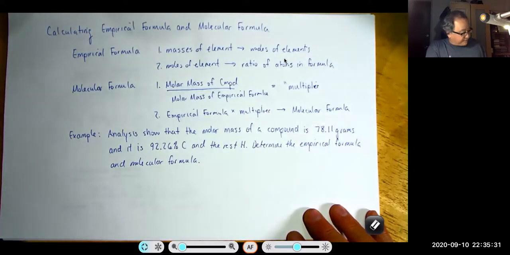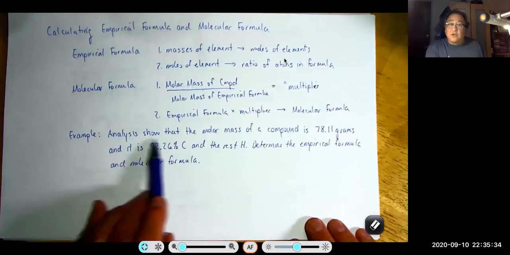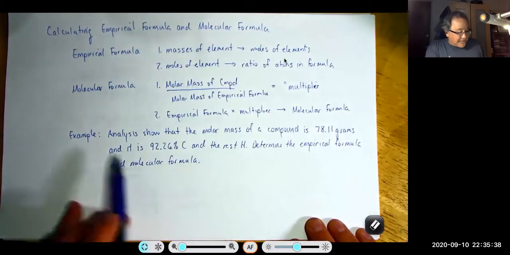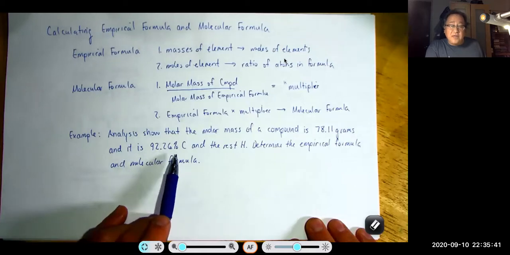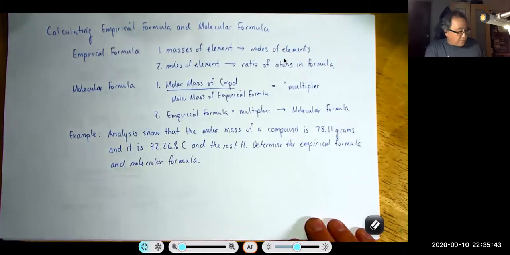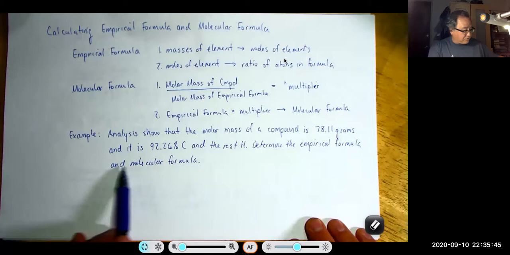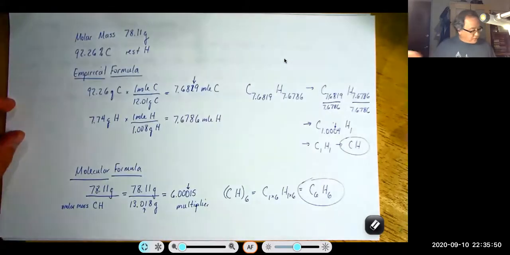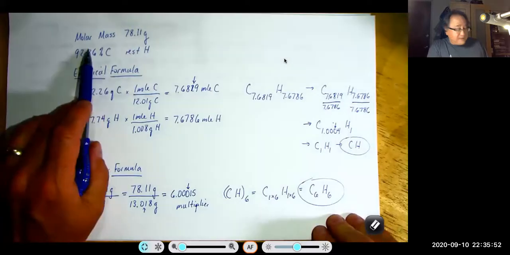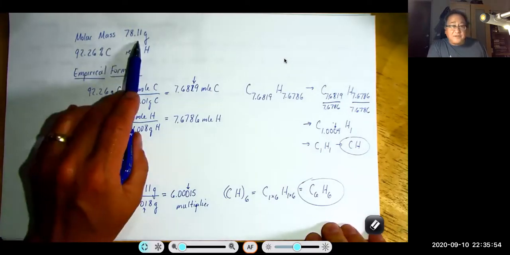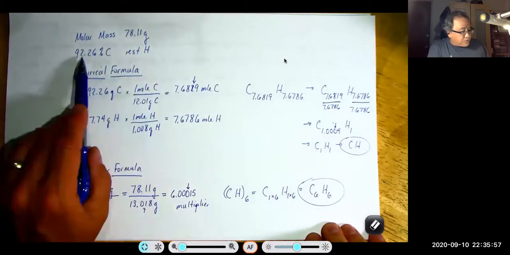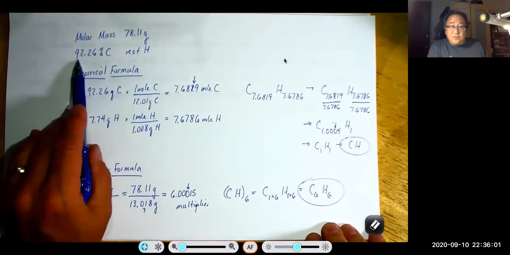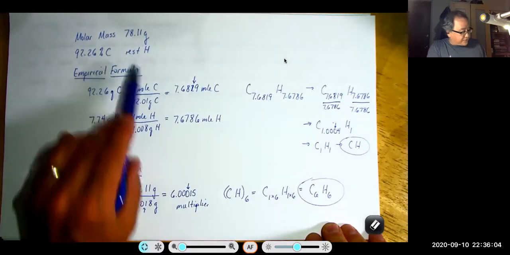So here's an example. Analysis shows that the molar mass of a compound is 78.11 grams, and it is 92.26% carbon and the rest hydrogen. Determine the empirical formula and molecular formula. So here's that data again, 78.11 grams, that's the molar mass. That means 1 mole is 78.11 grams. It's 92.26% carbon and the rest hydrogen.